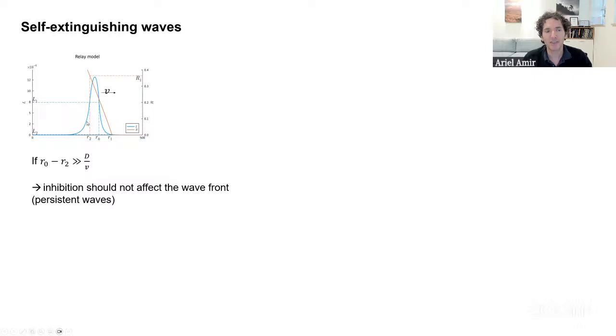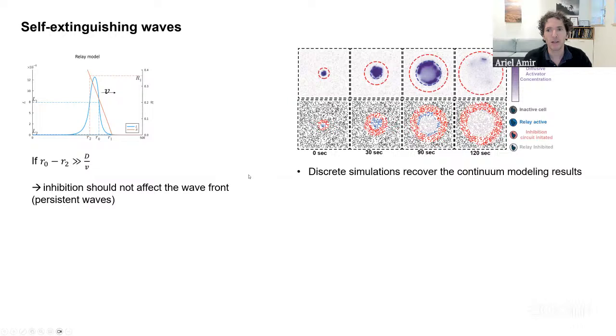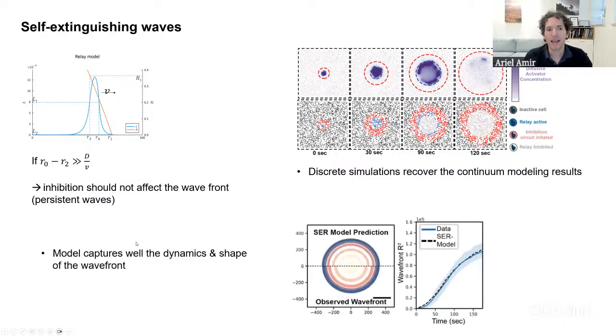So when do we get waves that propagate forever? That happens when the point at which the inhibitor reaches a threshold is far enough behind the propagating wavefront. How far is far enough? Again, this D over V length scale that appeared multiple times during this talk appears. So when this point is too far behind the front, you get persistent waves, because the inhibitor is not able to catch up. The discrete simulations, as I mentioned, recover the continuum modeling results, and the model captures well the shapes and dynamics that we see in the experiments.